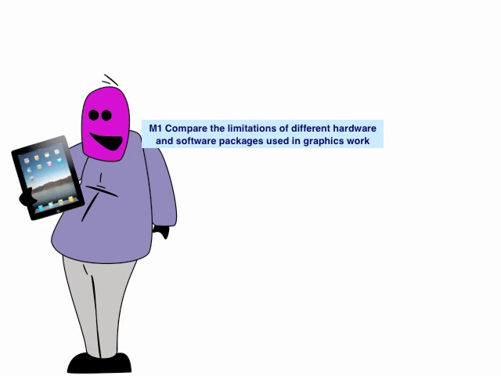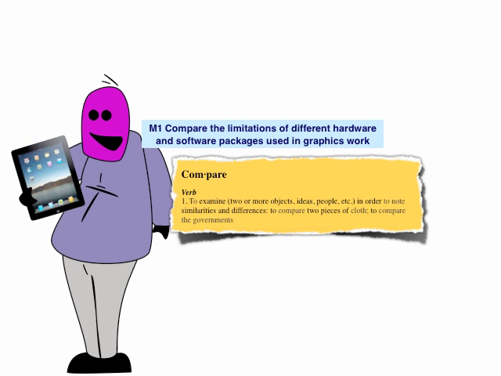Okay. For M1, you're asked to compare the limitations of different hardware and software packages used in graphics work. The compare is the important thing here. To compare is to examine two or more objects, ideas, people, for example, in order to note their similarities and differences. To compare two pieces of cloth. To compare the governments of two nations.